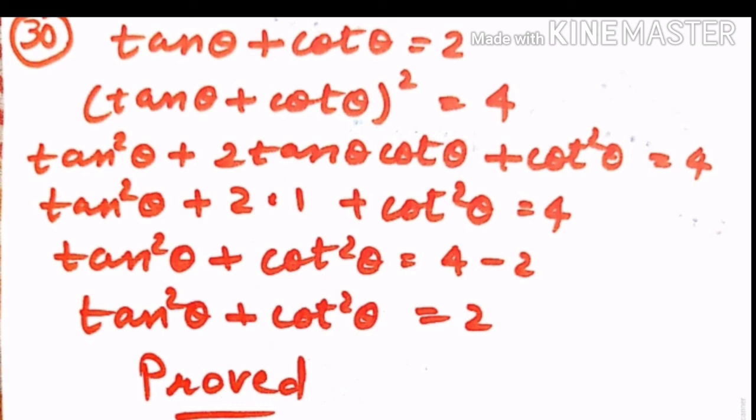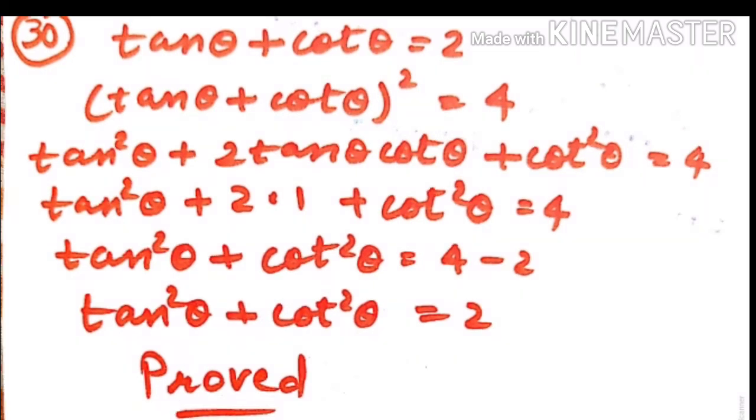So now tan square theta plus cot square theta on the left side is equal to 4, and the 2 from the left side goes to the right side and becomes minus 2. So tan square theta plus cot square theta is equal to 4 minus 2, 2. So we have proved here what we want to prove. Tan square theta plus cot square theta is equal to 2. Likewise, we can solve any question. If an if part is given, you can use that if part to solve your prove that type of questions.